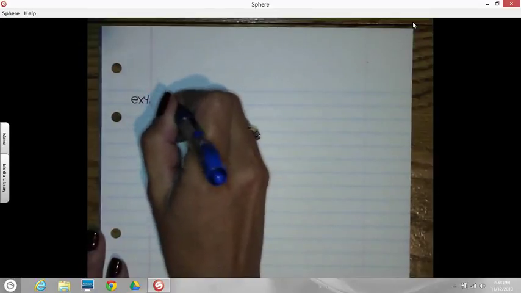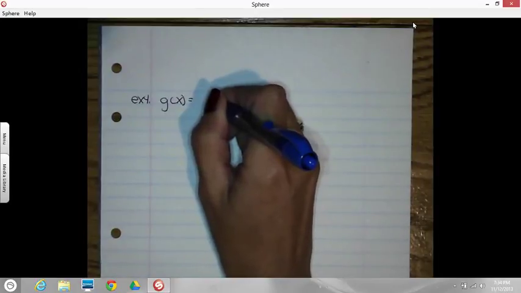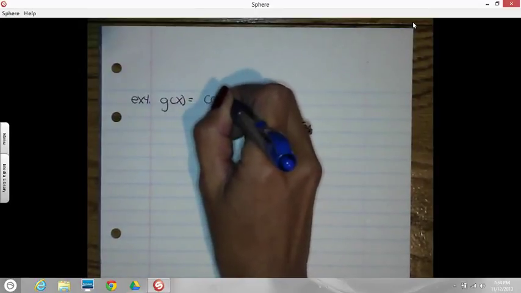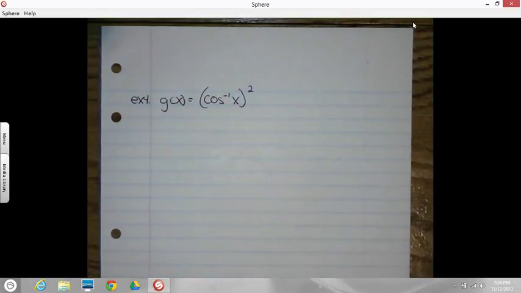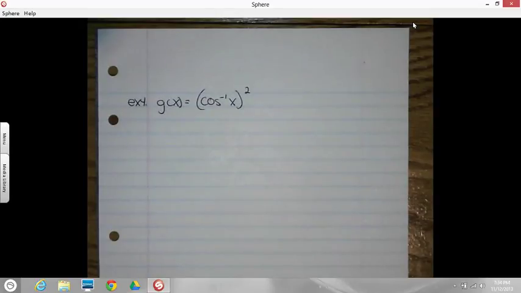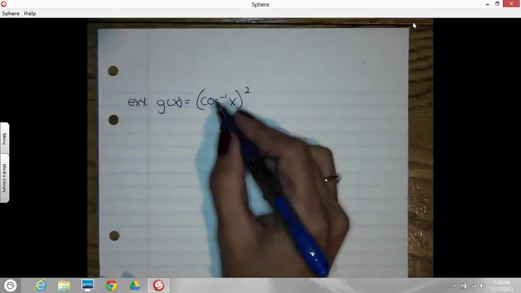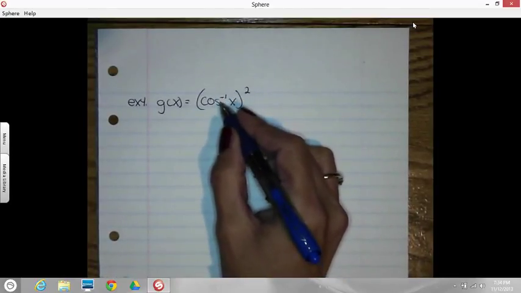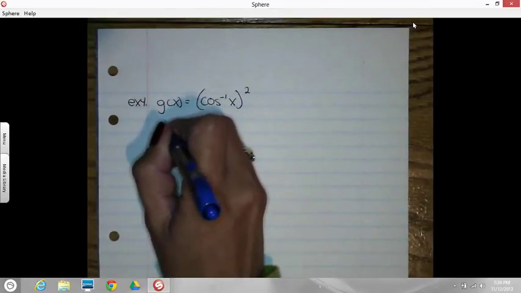Number 4. These are quick. G of x equals inverse cosine of x squared. Okay, so we've got a chain rule where we have an inside to a power. So we're going to follow our chain rule, and when we get to the inside, we're going to follow the inverse derivative. So we're never going to forget any of those rules at the top of your sheet either. They just keep sneaking in here.